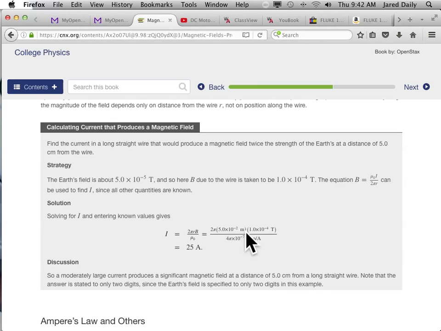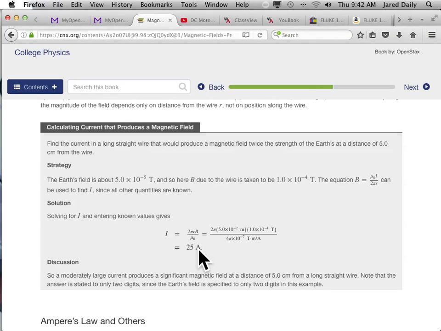Then we plug in the distance that we want to measure this from. It's going to be 5 centimeters, so 5 times 10 to the minus 2 meters. We multiply by 2 pi, we divide by the permeability of free space, 4 pi times 10 to the minus 7, and we get a current of 25 amps. So it takes a lot of current. 25 amps is a lot of current. There's not an outlet in this room that will provide you 25 amps.